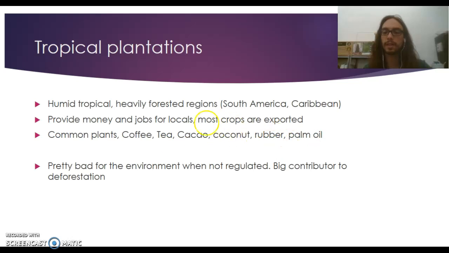So we see this a lot in like Madagascar, Indonesia. A lot of land for those native animals is being destroyed, and we're seeing a lot of extinction events of really cool animals like, you know, orangutans, lemurs, all sorts of really sweet animals are just getting their habitat destroyed because of this industry. So it's pretty bad for the environment when it's not regulated, and it's a huge contributor to deforestation.